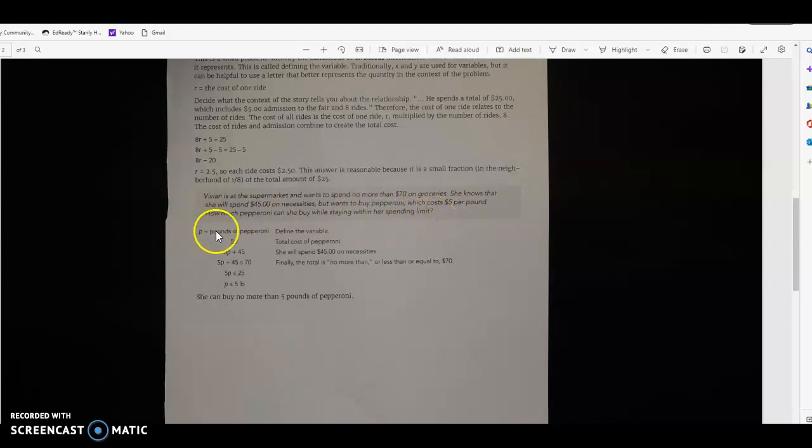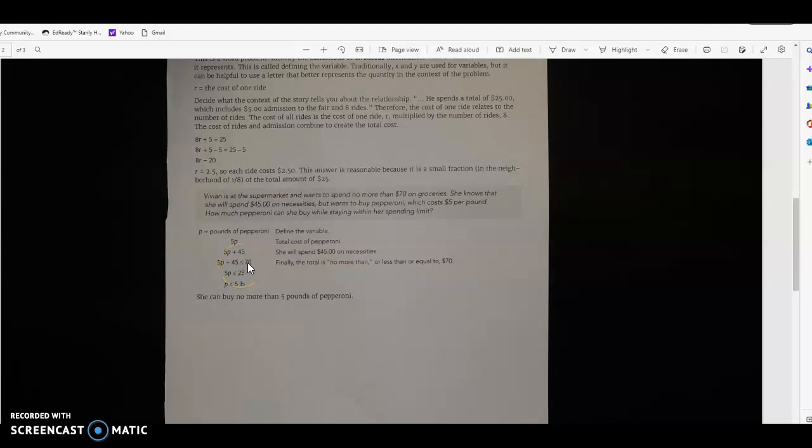So she let P equal the pounds of pepperoni, in other words, how much pepperoni she can buy. So she defined her variable, or understood the problem. She knows the total cost of the pepperoni is 5 times P, or $5 per pound. She knows she's going to spend $45 on necessities, so that's the plus 45. And finally, the total is no more than, or less than or equal to, $70. So she has to use the less than or equal to symbol.